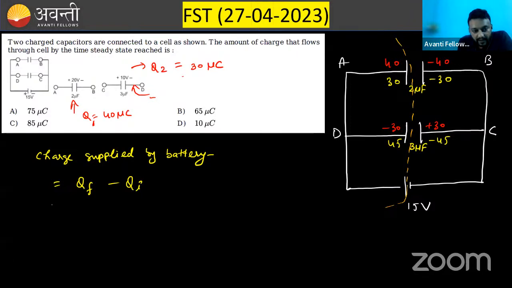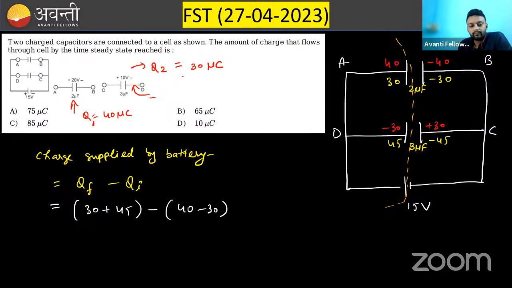So the final charges are written in yellow color, that is 30 plus 45. Q initial, written in red color, were 40 and minus 30, which is 10. Now you can solve it. This is 75 minus 10, that is 65 microcoulomb. This much charge is being supplied. Is it clear, everyone?